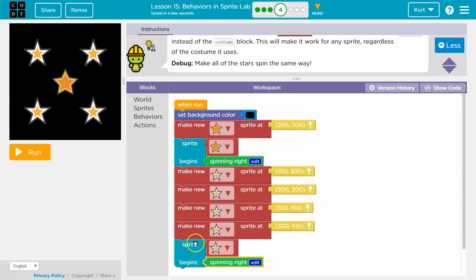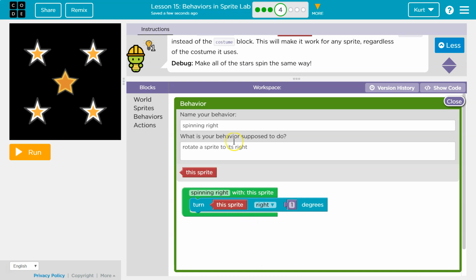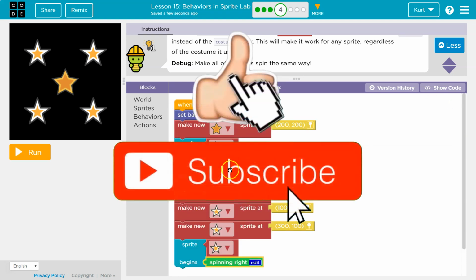This star is going to go right, and all of these stars are going to go right. So we could use this same spinning right function, spinning right code, for each. Because right before it runs, we tell it which sprite we mean. Let's check it out.